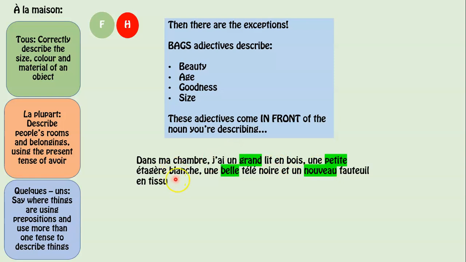Une petite étagère blanche, again we've got an adjective of colour after the noun, but petite comes before because it is an adjective of size. Une belle télé noire, so noir, your adjective of colour, where does that come again? After the noun. But belle, it means beautiful, so it comes before because it's an adjective of beauty. And un nouveau fauteuil en tissu, so you've got your armchair there, it's made of material, but it is also nouveau, so that is its age, and we're looking at an adjective of age there, and that's why it comes before the noun.